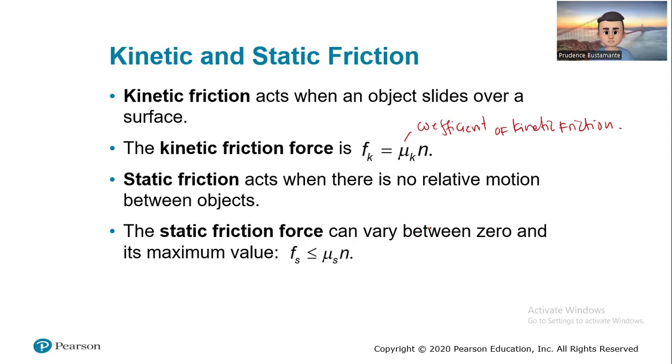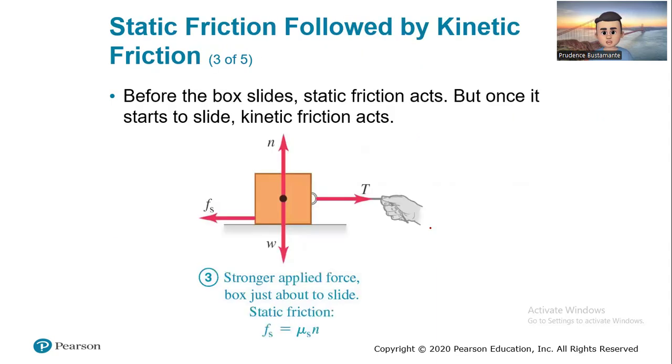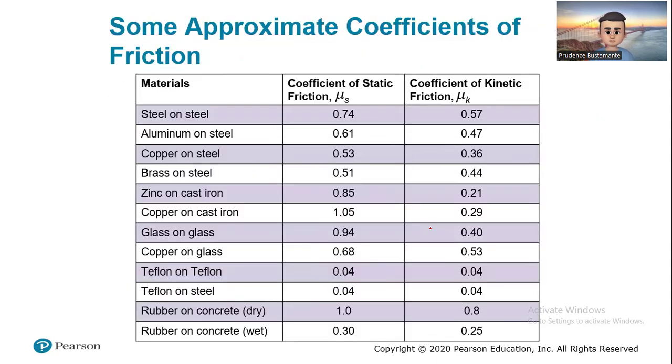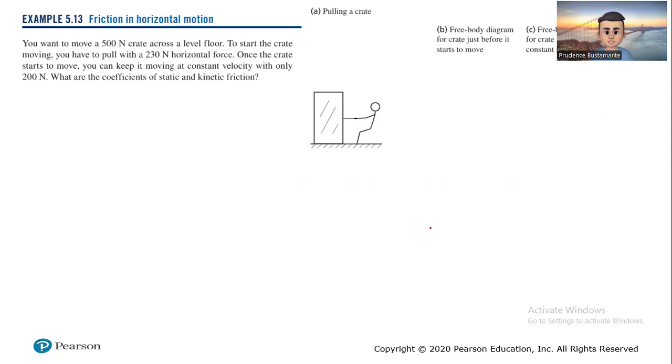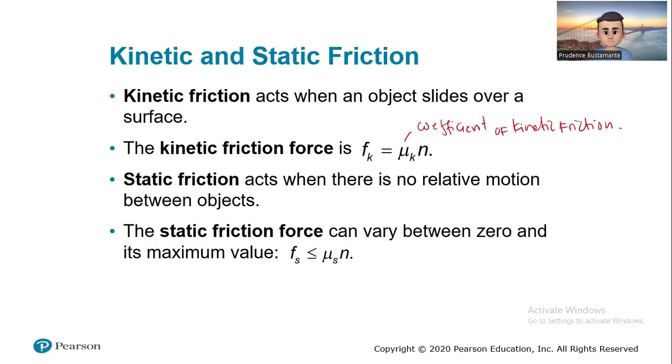So you have that in your table 5.1, I guess. Let's see. This one is the table here. You can find that in your book. So different materials have different coefficients of kinetic friction. Again, when you push an object and it slides over the surface, the friction force acting on it is the kinetic friction. From the word kinetic, there's a motion.